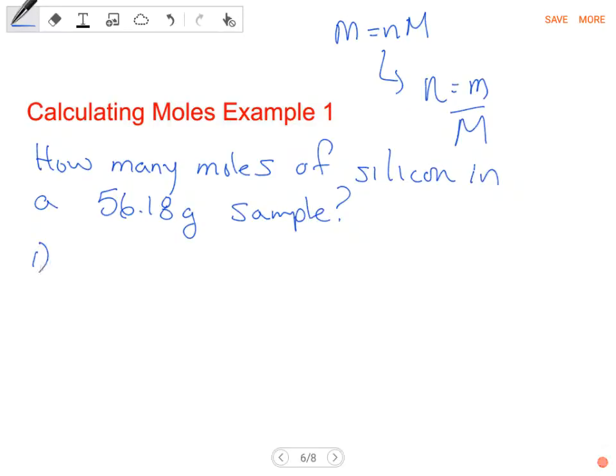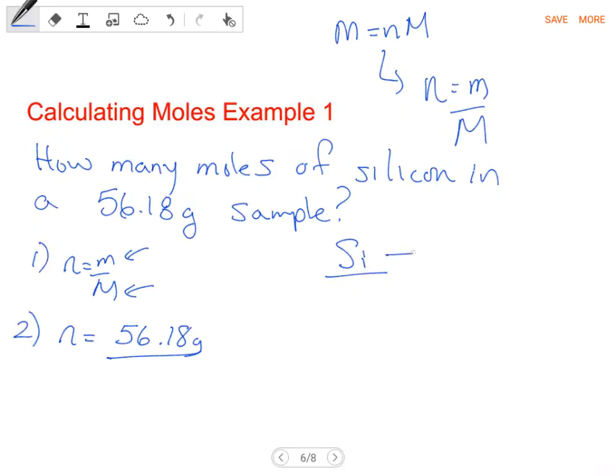So number one, let's start with our formula. Let's input what we can. Remember the little m is your mass, so that's 56.18 grams. What we are lacking is our molar mass. So silicon, well, pretty simple. We just have one silicon. And the silicon value is going to be 28.09 grams per mole. We'll sub that into our formula.